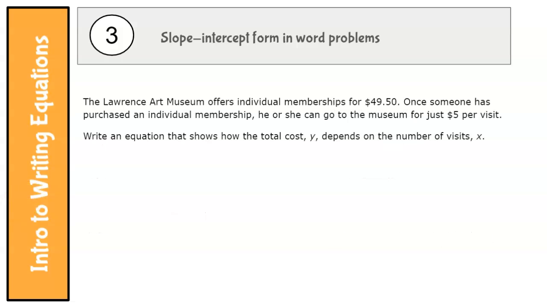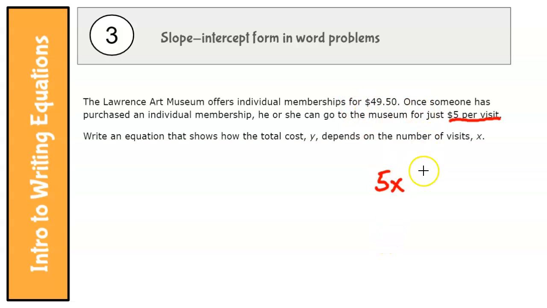So let's take a look at some examples here. The Lawrence Art Museum offers individual memberships for $49.50. Once someone has purchased this membership, he can go to the museum, I hope this is a discount, for just $5 per visit. Write an equation that shows the total cost y depends on the number of visits x. So here's that keyword, $5 per visit. If they're going to visit one time, we take 5 times 1. If they visit 2 times, 5 times 2. If they visit 3 times, it's 5 times 3. 5 times the number of visits. We don't know how many times, so that's x.